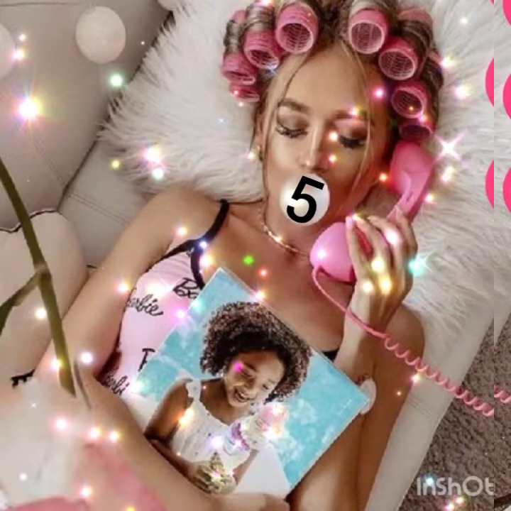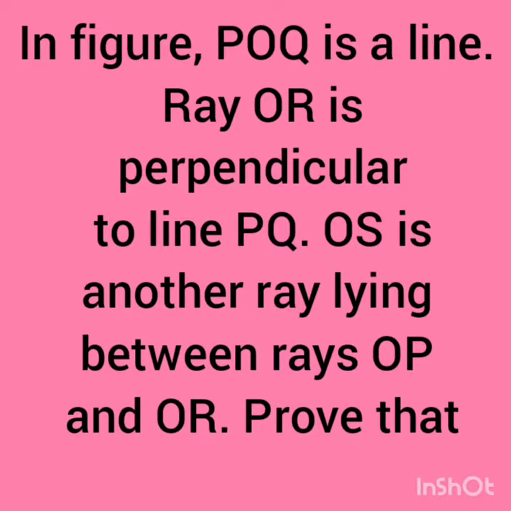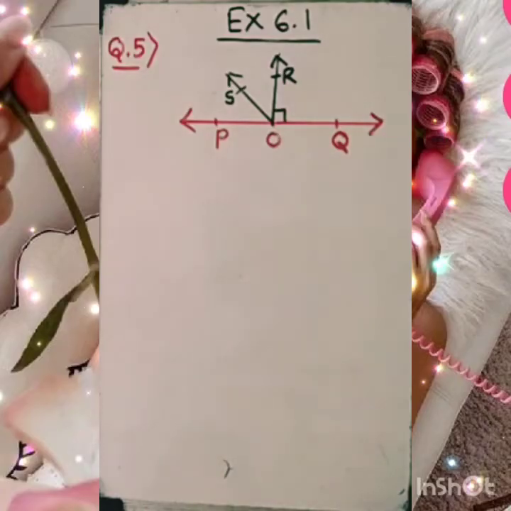So my dear student, question number 5. In the figure, POQ is a line, ray OR is perpendicular to line PQ, OS is another ray lying between rays OP and OR. Prove that angle ROS equals 1/2 (angle QOS minus angle POS). So my dear student, here you can find the figure on your screen. Just go through it. Let's see what we are given in the question and the figure.